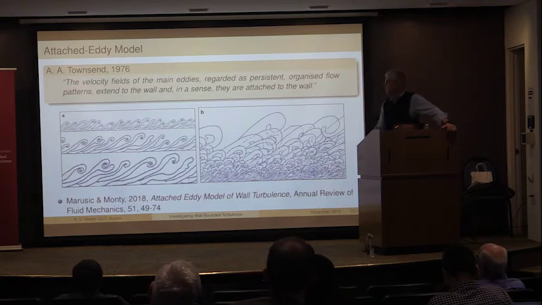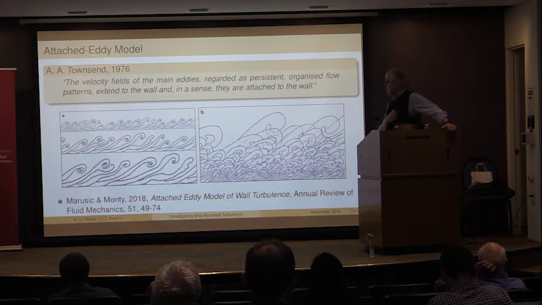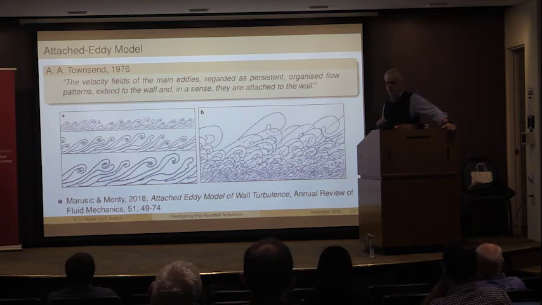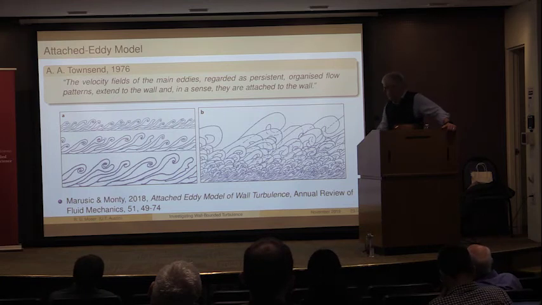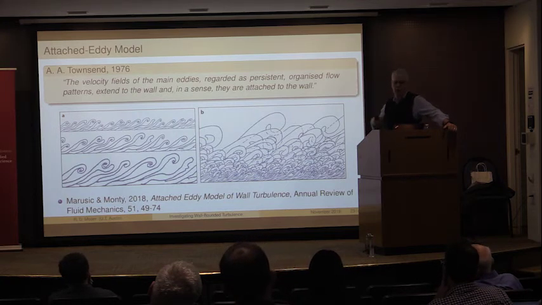Now, another hypothesis about what's going on, not just near the wall but much further from the wall, is one due to Townsend. Back in 1976, it's called the attached eddy hypothesis. The idea is that those structures that we saw very close to the wall are supposed to be vertical structures. That's not what I showed you before. But these vertical structures that look close to the wall at low Reynolds number, at high Reynolds number there's a hierarchy, and they get bigger and bigger and go further and further. This is the so-called attached eddy model.